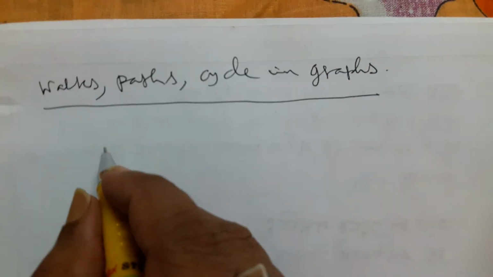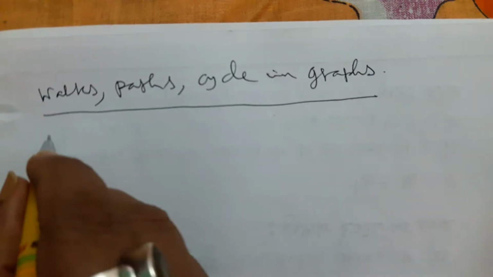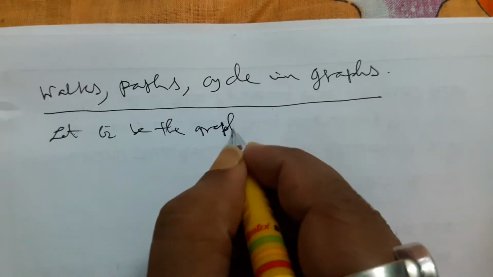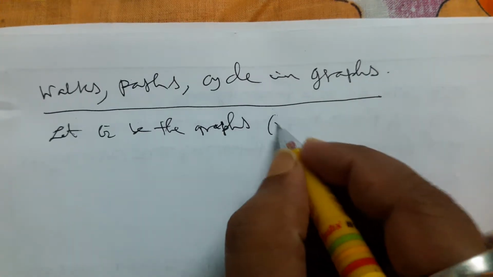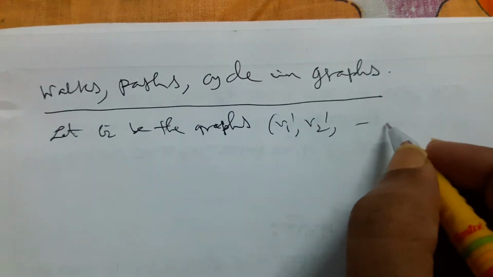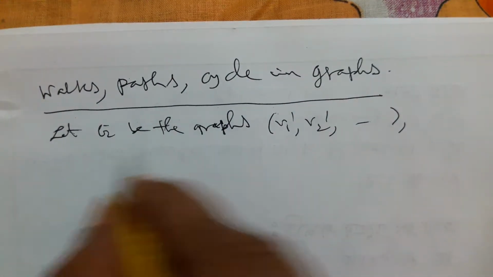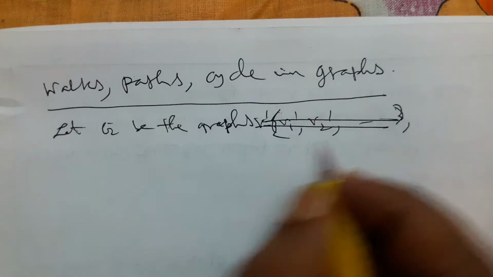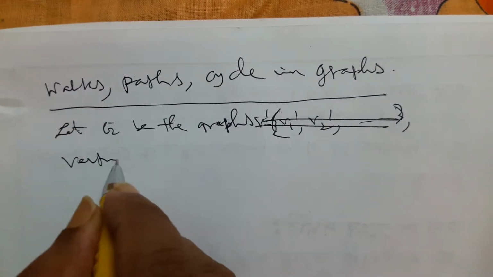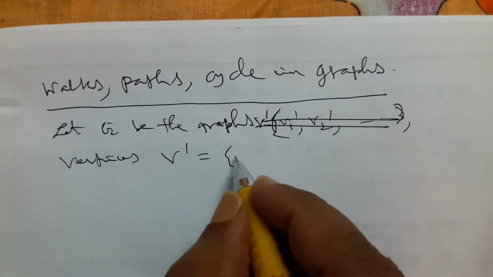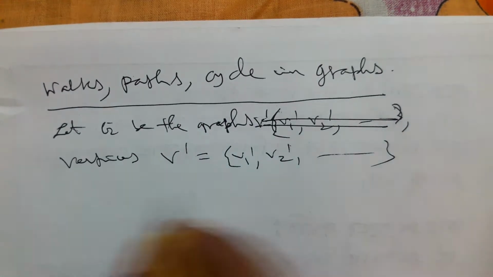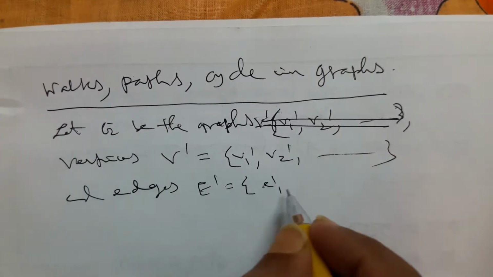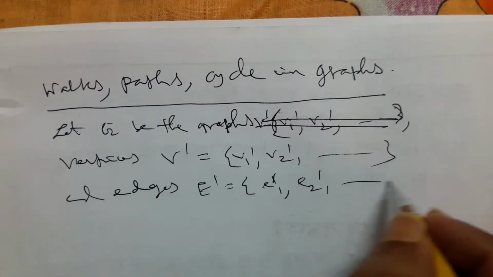Suppose we consider a pictorial representation. Let G be a graph, and its vertices be V1', V2', etc., and edges be E1', E2'. V' is a non-empty set of vertices V1', V2', etc., and the edges may be empty.